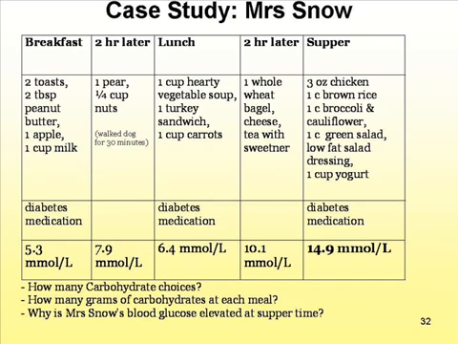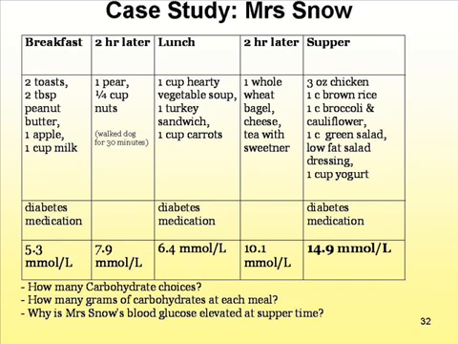Now, Mrs. Snow wants to know why her blood glucose is elevated at supper. Well, 2 hours after lunch, she checked her blood glucose, and it was 10.1, which is within the normal blood glucose target range. She chose to have a bagel, a whole wheat bagel, for snack with cheese and with tea and a sweetener. Remember for snacks how many carbohydrate choices? We said it was 1 to 2 carb choices.